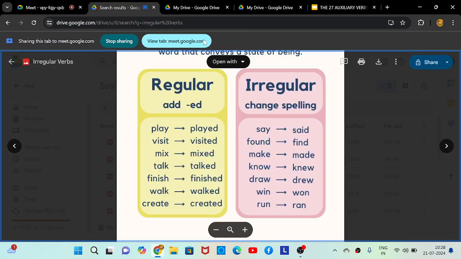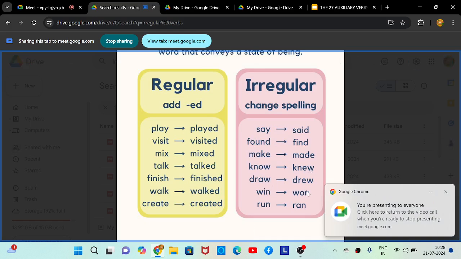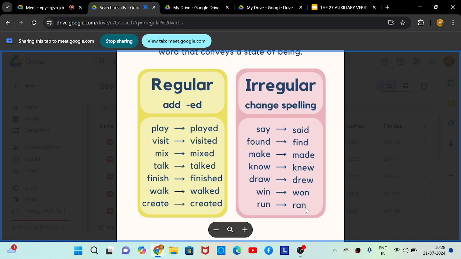Know changes to knew. Draw changes to drew. Win changes to won. And run changes to ran. So here in all these words like say, find, make, know, draw, win and run, for all these words we cannot add ed to get the past tense. We have to change the complete spelling to get the V2 form or the past tense. Such verbs are called irregular verbs.